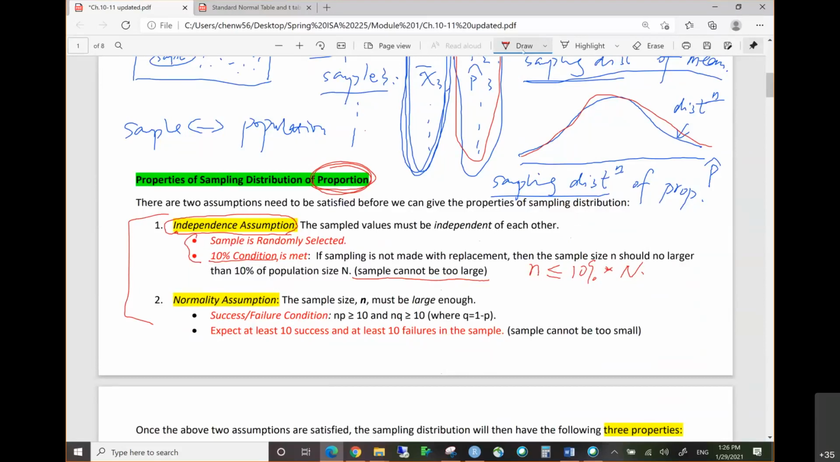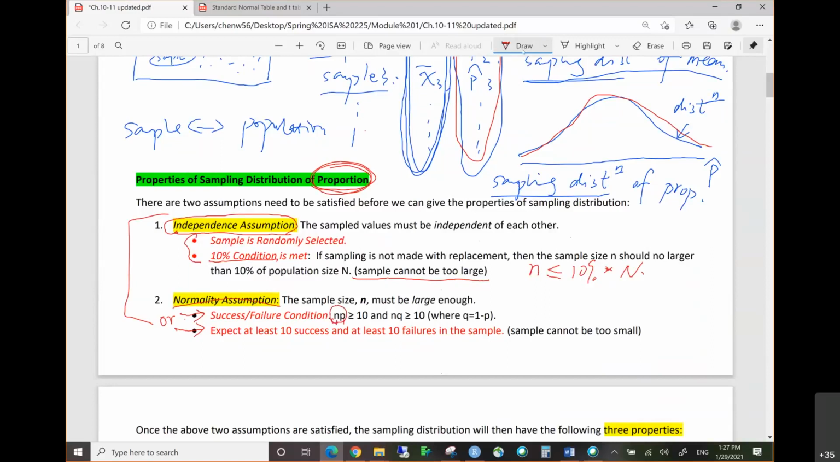Next one, the normality assumption. This assumption will make sure that the sampling distribution of proportion will follow a normal distribution. Right? How can we make sure of that? We can either check the success-failure condition, or check the number of successes or number of failures in the sample. So the relationship is either-or. Let's talk about the first option, the success and failure condition.